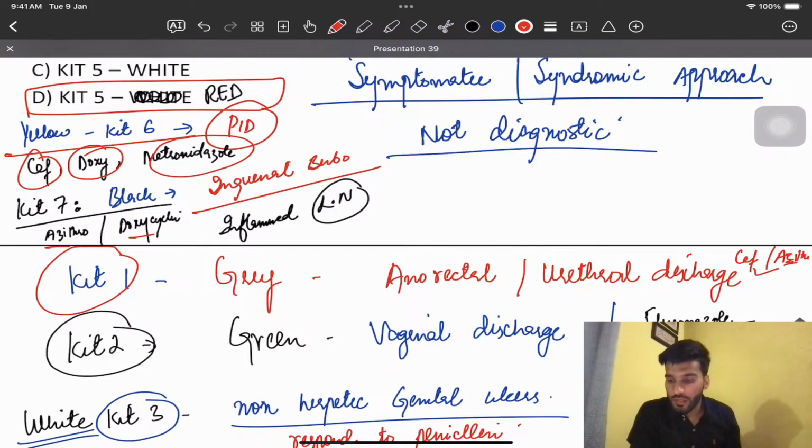So that was all about it. What about the dosage? You don't need to remember the dosage of the antibiotics. You just remember the kit, guys. What are the kits and what is the particular drug inside each kit? Is that clear? Okay, so that was all about the high topics.